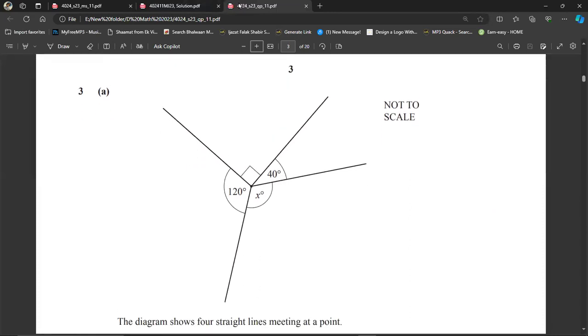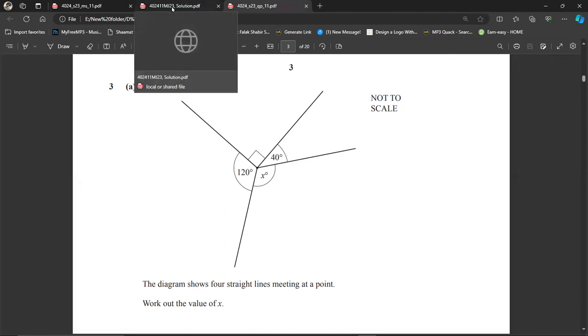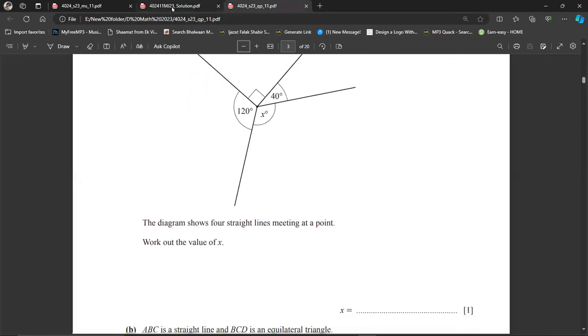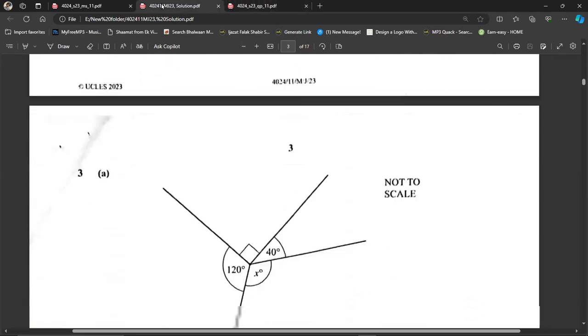Then we have question number 3, part A. He says, the diagram shows 4 straight lines meeting at a point. Work out the angle x. Okay, so I can find this angle: 90 plus 40 plus x plus 120. The sum of the angles about a point is 360. It's a 1-mark question, so a very simple, straightforward question.